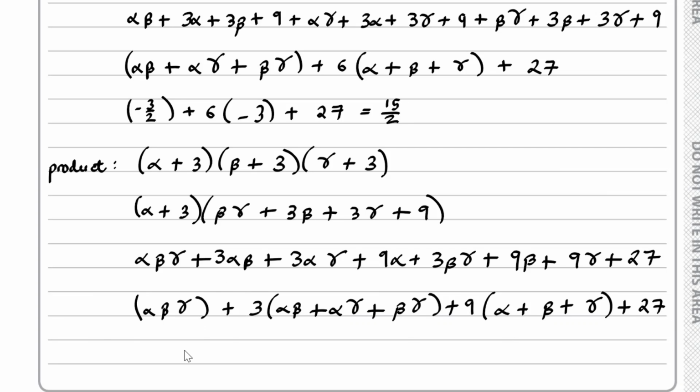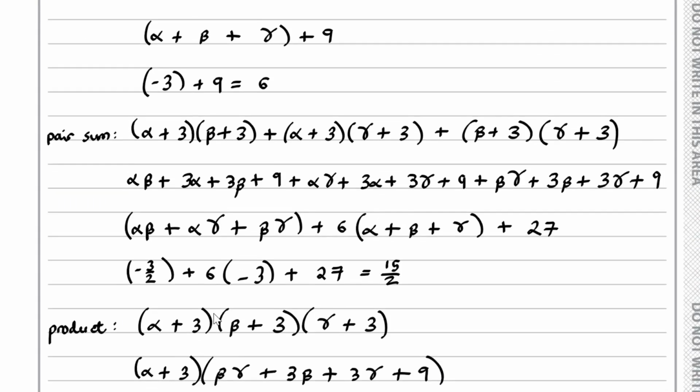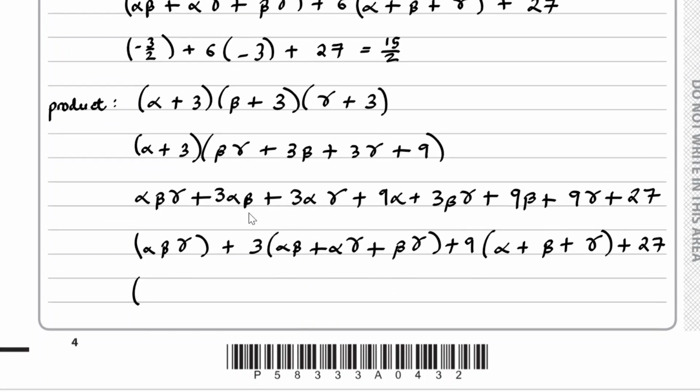We know that the alpha beta gamma bit, we found to be minus 6. So we have minus 6 plus 3 lots of minus 3 over 2, which is the pair sum from before, plus 9 lots of the sum. So we have 9 lots of minus 3. And then we have 27 as well. If we work this entire thing out, we get minus 21 over 2.